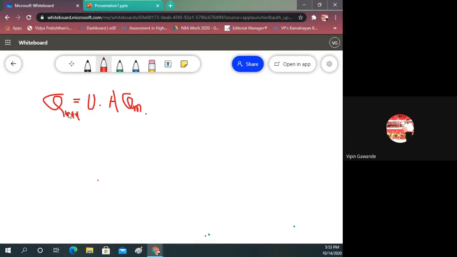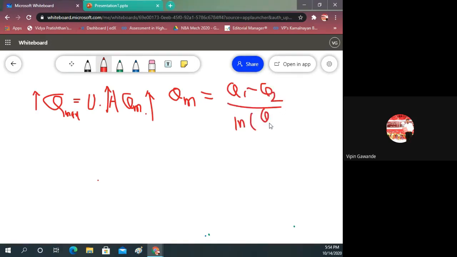What is the value of Q max? We want Q max to be maximum. That means the area must be more and this LMTD value must be more. Now this LMTD value theta m we have calculated using theta 1 minus theta 2 divided by ln of theta 1 divided by theta 2.